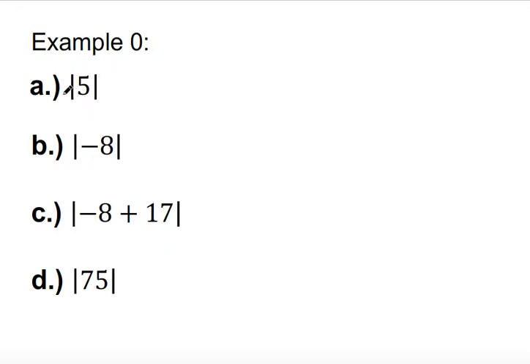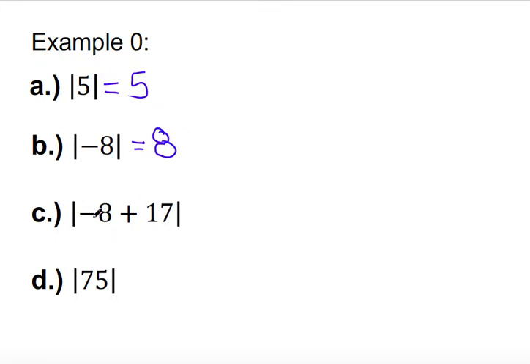This is saying the absolute value of 5. Well, what's the distance between 5 and 0? It's 5. I'm looking for the absolute value of -8. And the distance between -8 and 0 is 8.